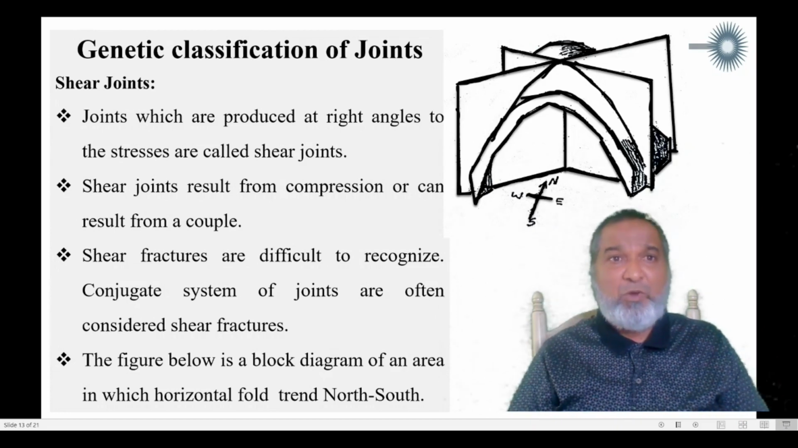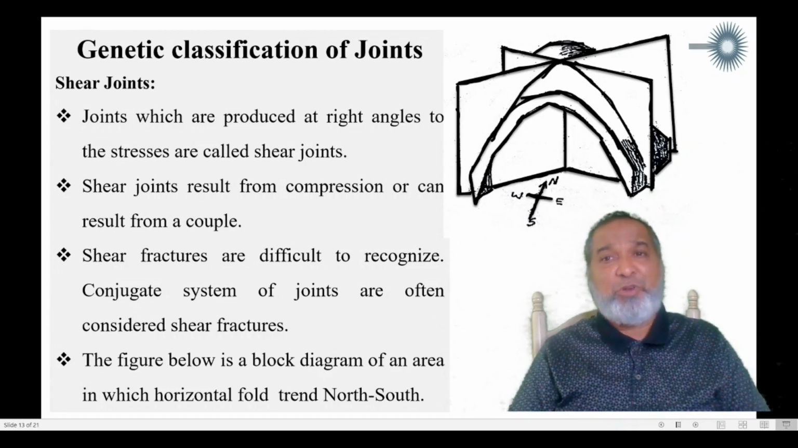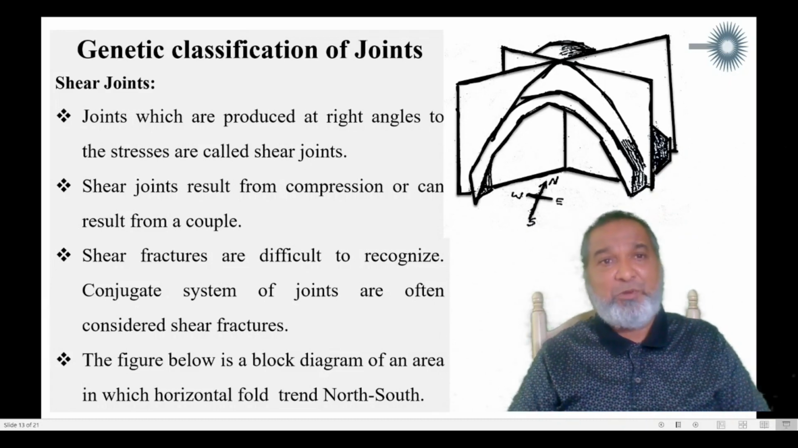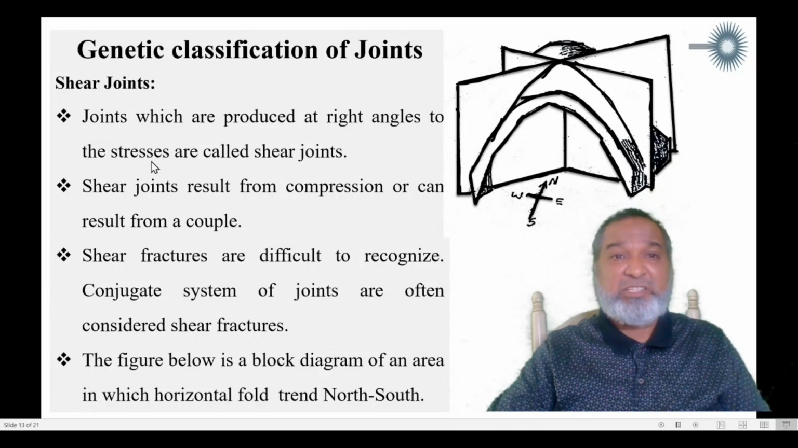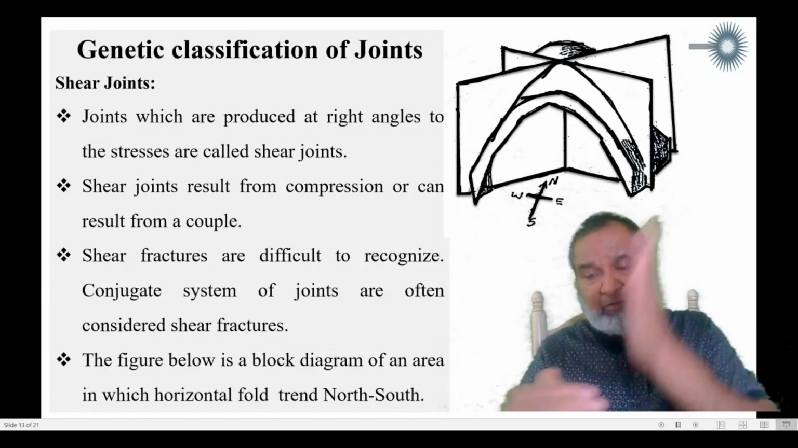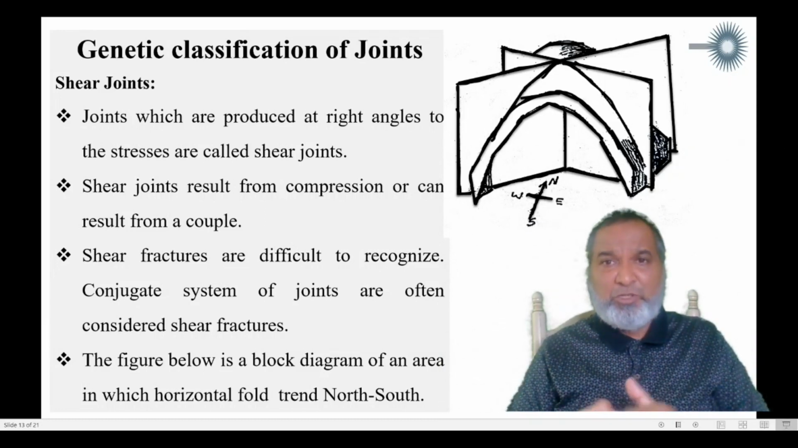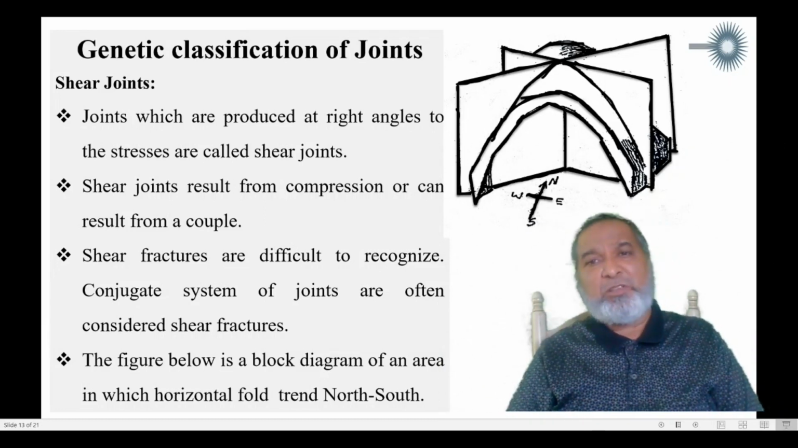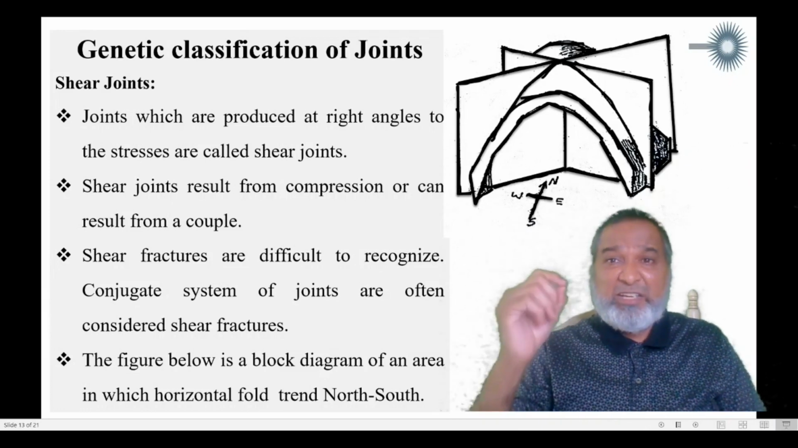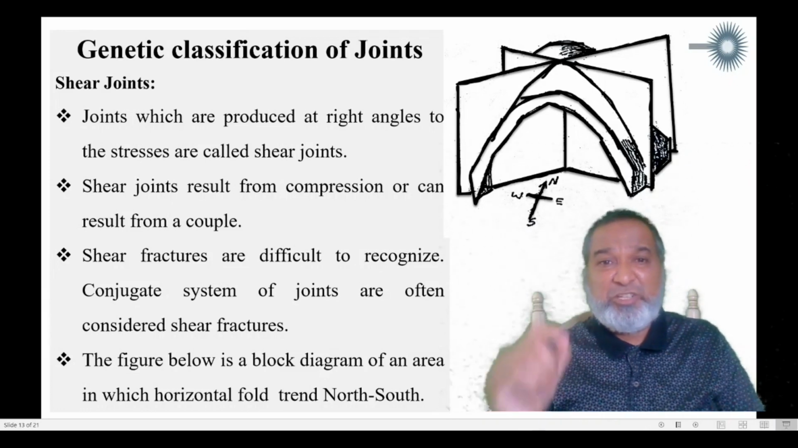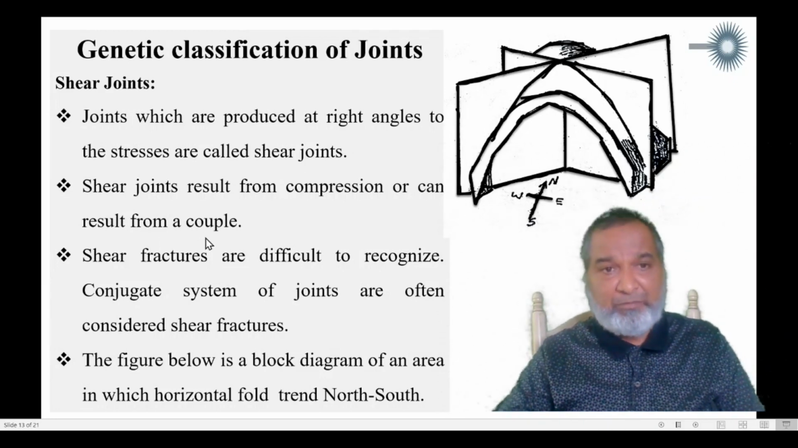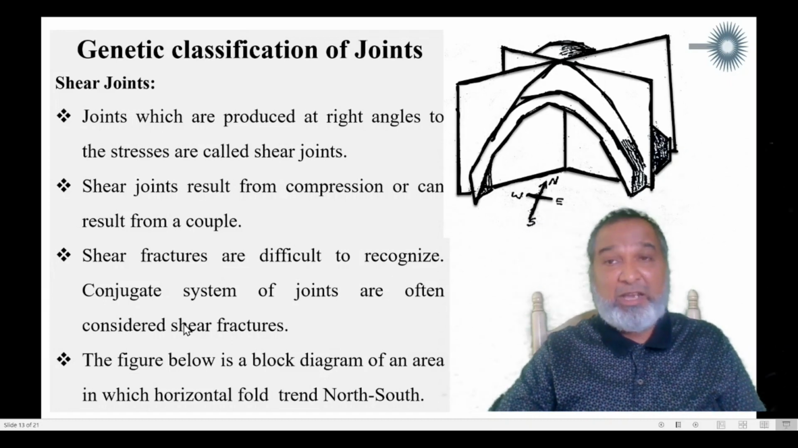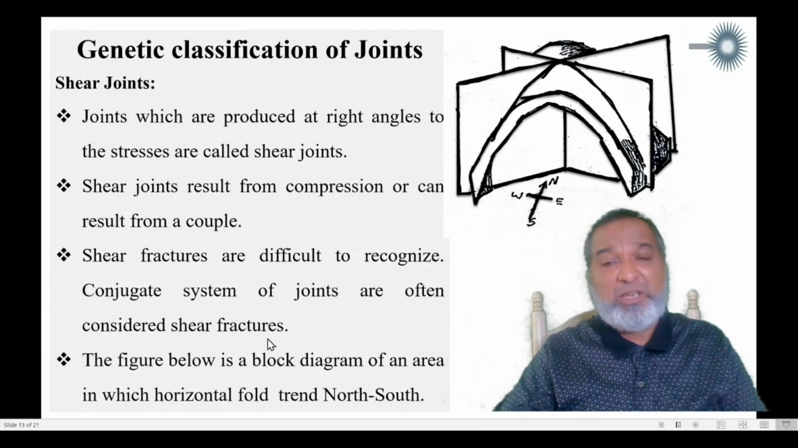This will be the important one: shear joints. Definitely the examiner is going to ask you a question on this. Joints which are produced at right angles to the stresses, whatever pressure you have applied, whether compression, tension force or couple, whatever joints take place perpendicular to it are called shear joints. Shear joints result from compression or can be the result of a couple. Shear fractures are difficult to recognize, because a conjugate system of joints is often considered to be shear joints.